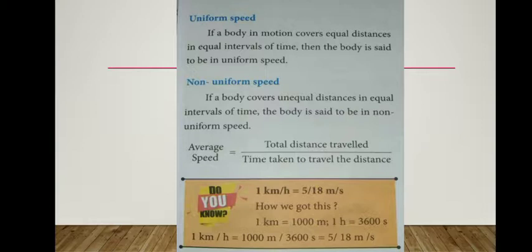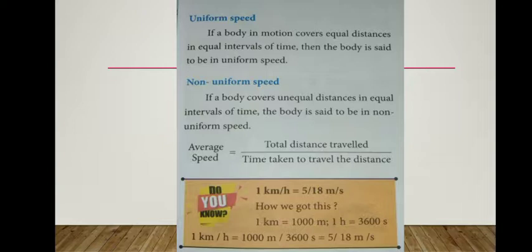Uniform speed: if a body in motion covers equal distance in equal intervals of time, then the body is said to have uniform speed. Likewise, if the body covers unequal distance in equal intervals of time, it is non-uniform.